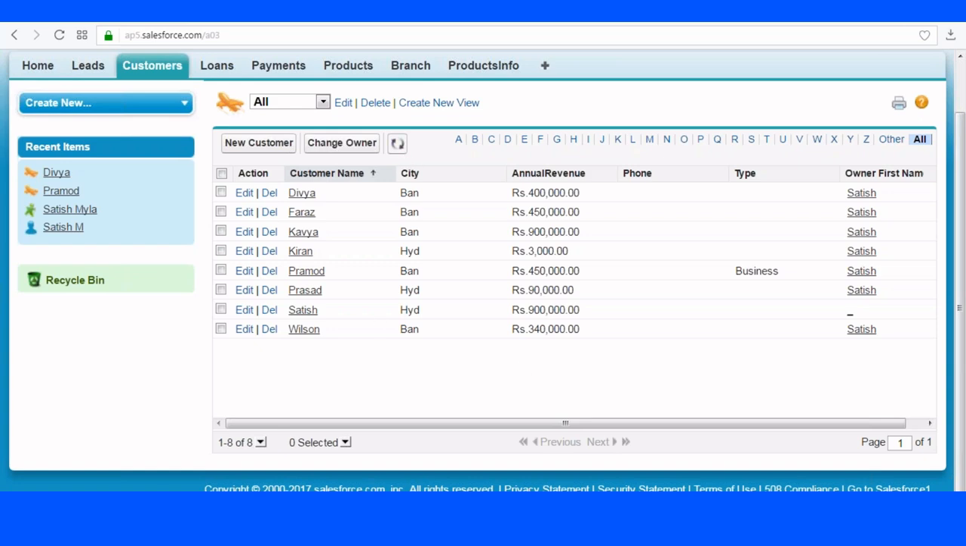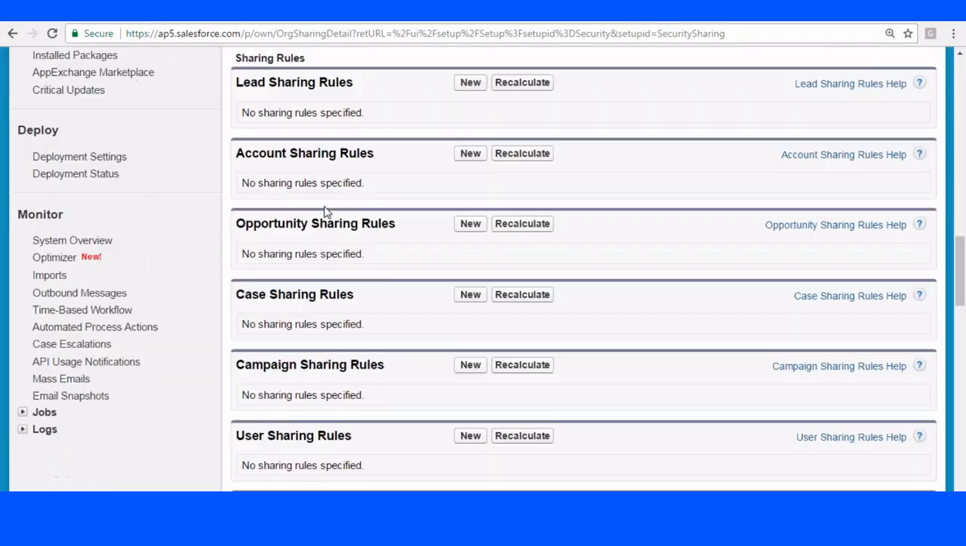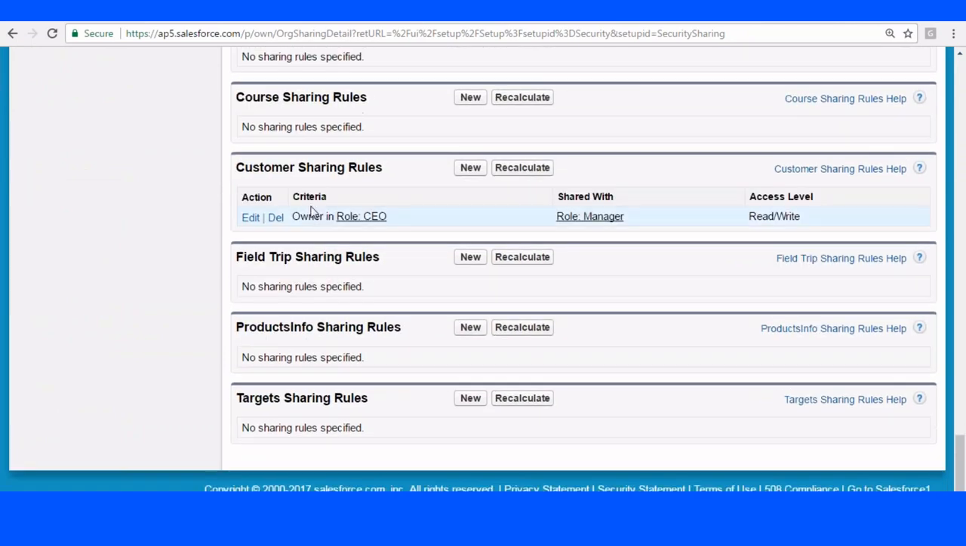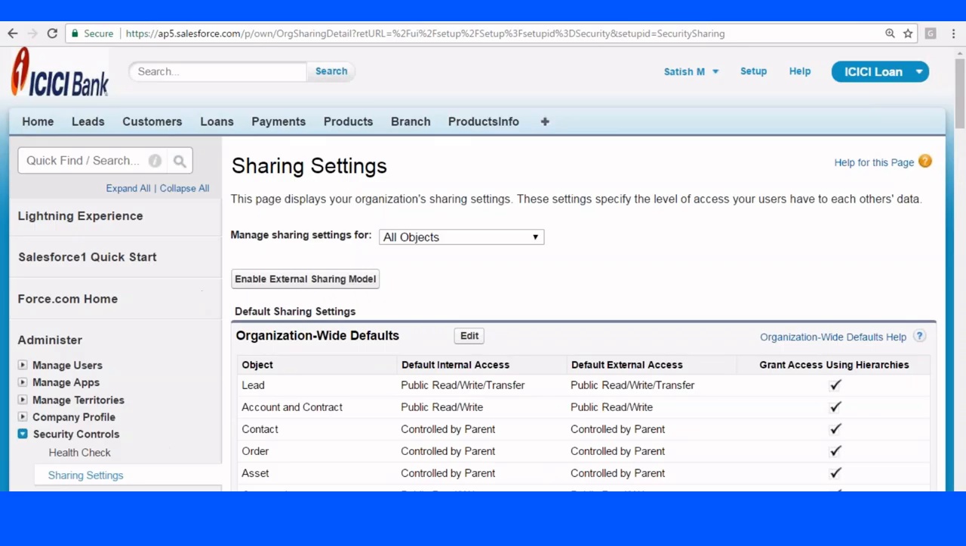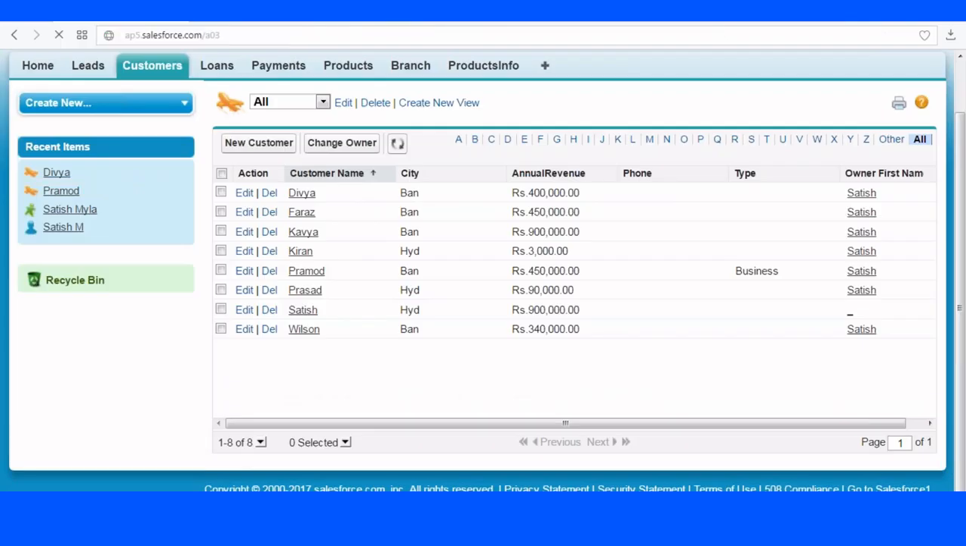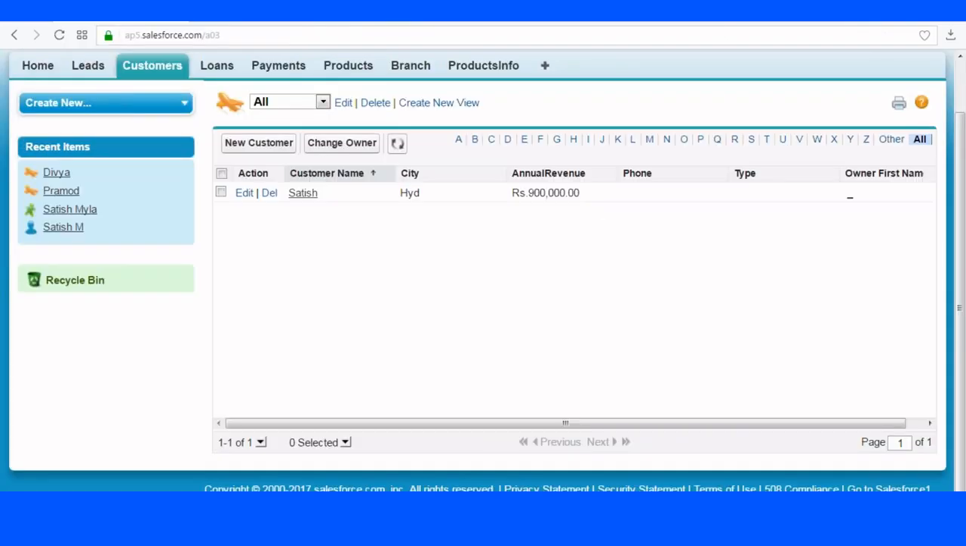Okay. Now let me give you one more time. When you go with a manual share case, when you go with an owner based or criteria based, what is happening? Group of records are shared. All the records owned by you are shared.